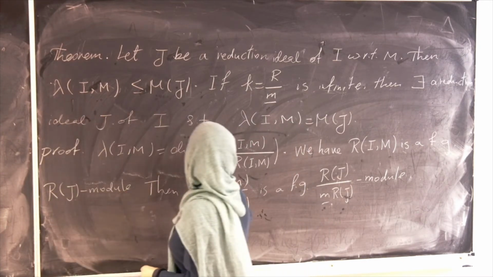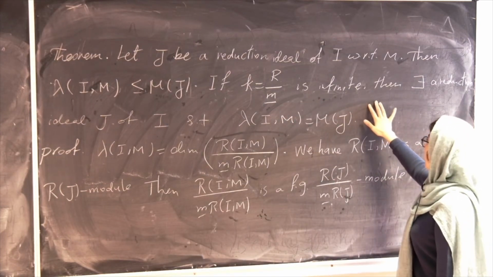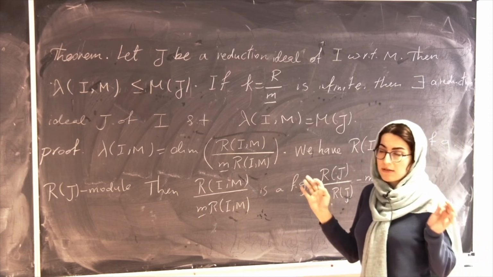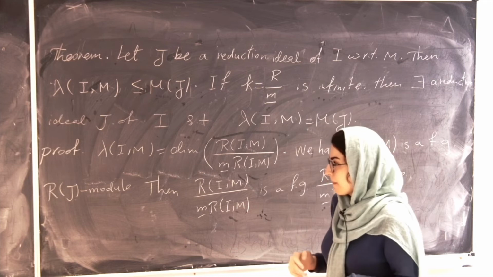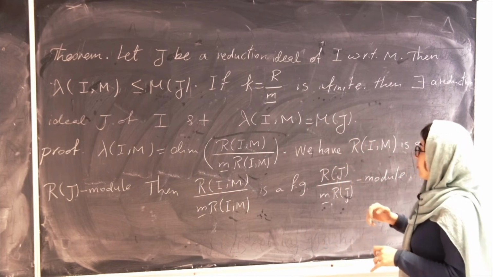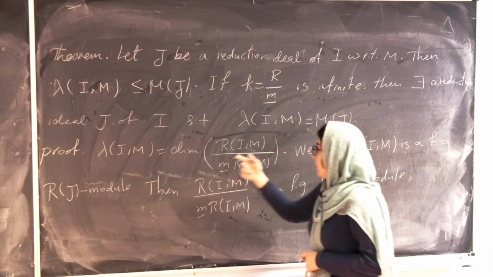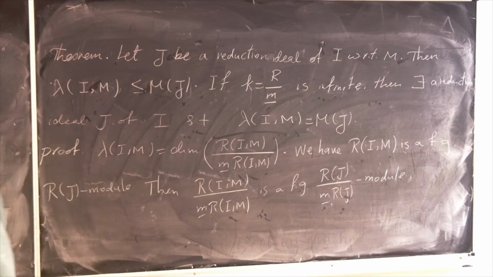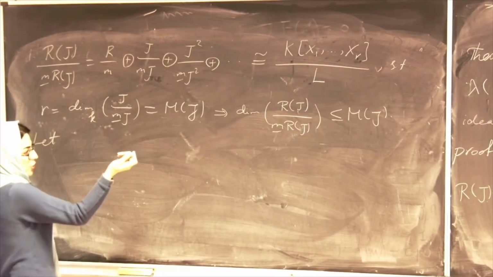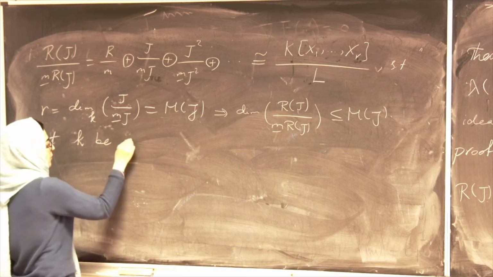For the second part of the theorem, the proof is long if I go through all the details, so I just give the headline of the proof, how we can find such an ideal J with this property. The assumption that we have for the second part is that K is an infinite field.